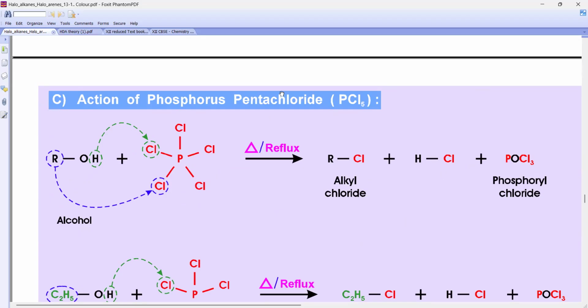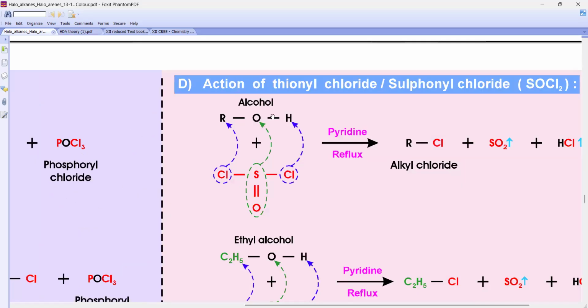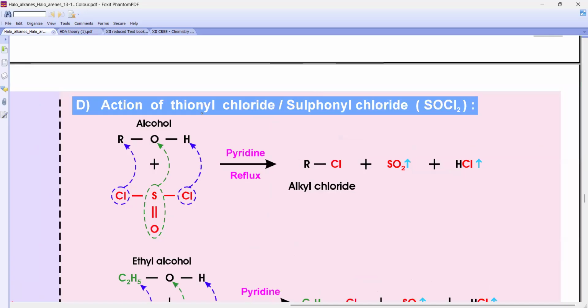Now, thionyl chloride, or sulfonyl chloride. Thio means sulfur, huh, beta? Thio means sulfur. So we are going to go for thionyl chloride, which is also known as sulfonyl. What is the formula? SOCl2. Can I write it like this? Can I write thionyl chloride like this? Sulfur forms 4 bonds, the valency of sulfur is 4, right, beta? Okay, look here. I have written thionyl chloride like this.